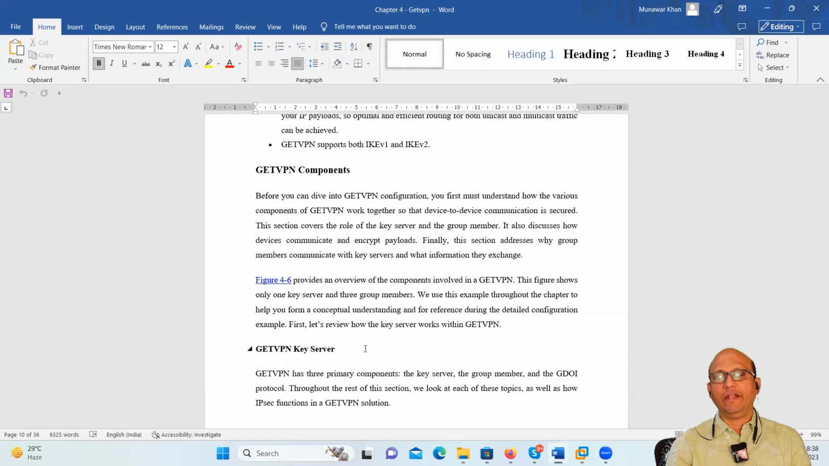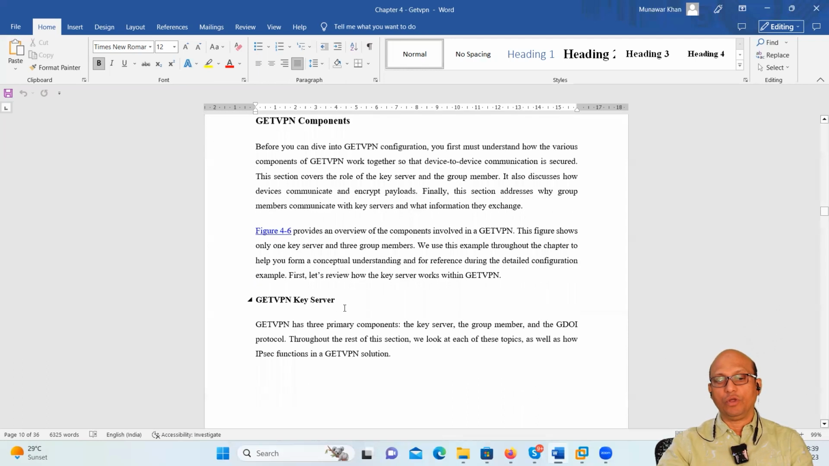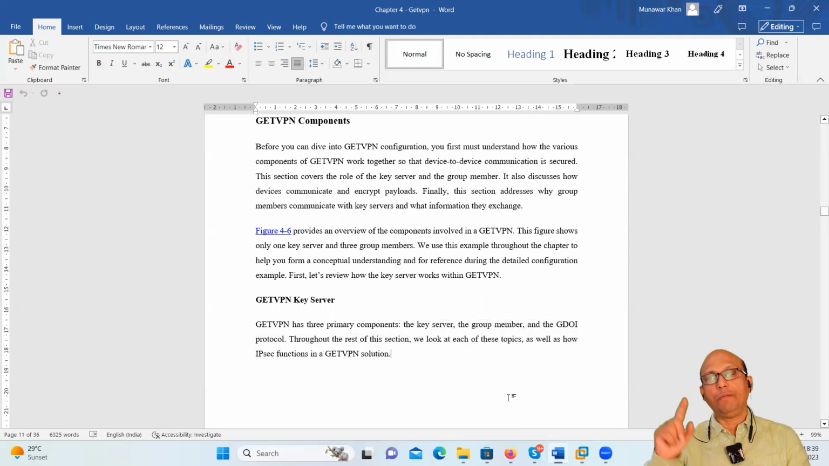So in GETVPN also you have certain components. So first is key server, I told you. GETVPN has three primary components: the key server, the group member, and the GDOI protocol.